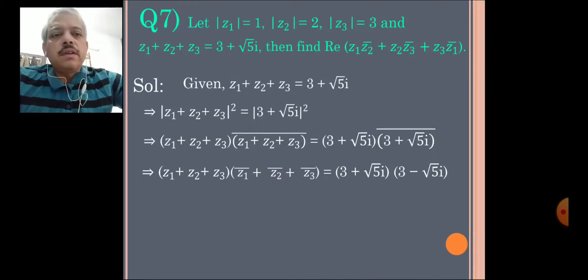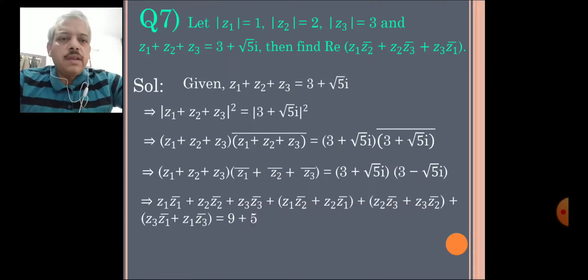Conjugate of z1 plus z2 plus z3 can be written as conjugate of z1 plus conjugate of z2 plus conjugate of z3, writing separately. Similarly here, conjugate of 3 plus root 5i can be written as 3 minus root 5i. Multiplying in the right hand side, we will get z1 z1 bar plus z2 z2 bar plus z3 z3 bar plus z1 z2 bar plus z2 z1 bar plus z2 z3 bar plus z3 z2 bar, and so on. It will be this expression.